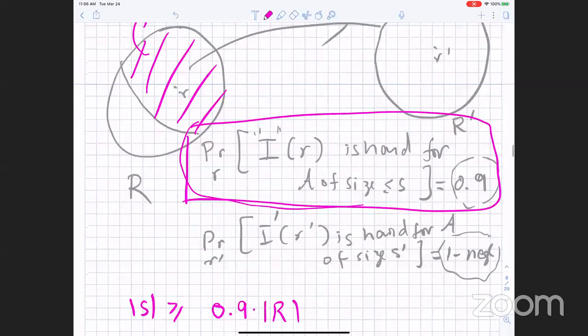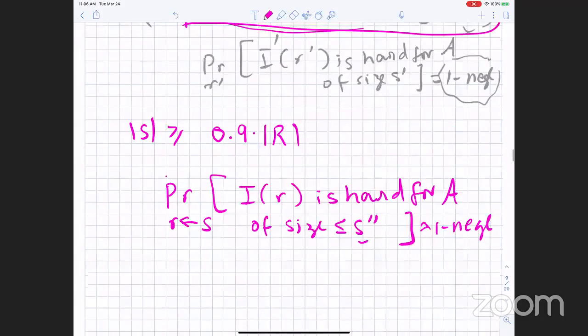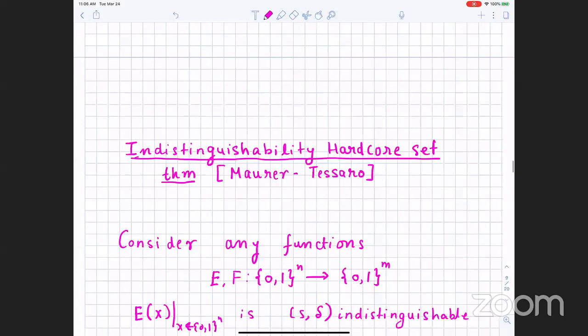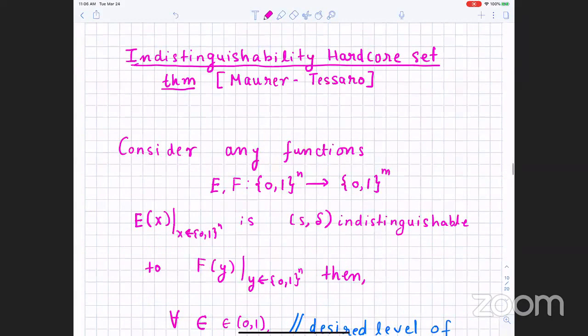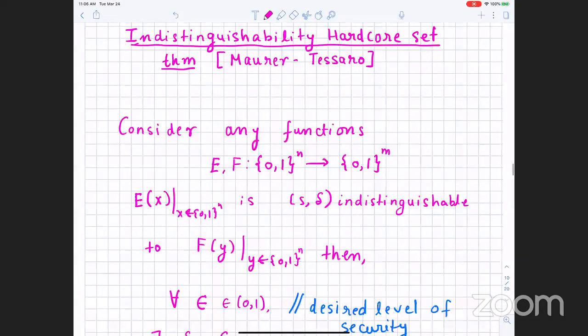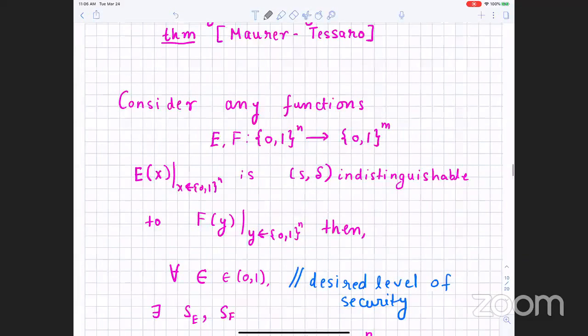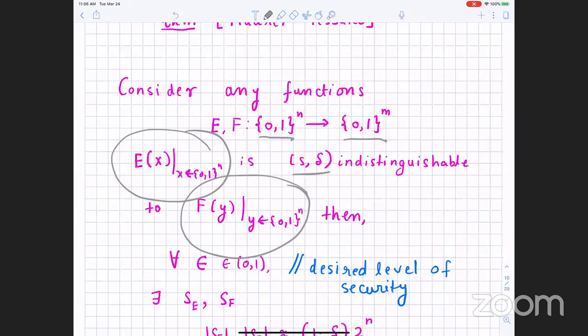So let me now talk straight about the hardcore set theorem that we are going to use. This is an indistinguishability hardcore set theorem, which was due to Maurer and Tessaro in TCC 2010. It says the following. Take any functions E and F, arbitrary functions, which map n bits to m bits. If I give you a promise that E(x), when x is sampled at random, and F(y), when y is sampled at random, are (S, delta)-indistinguishable for some S and delta.